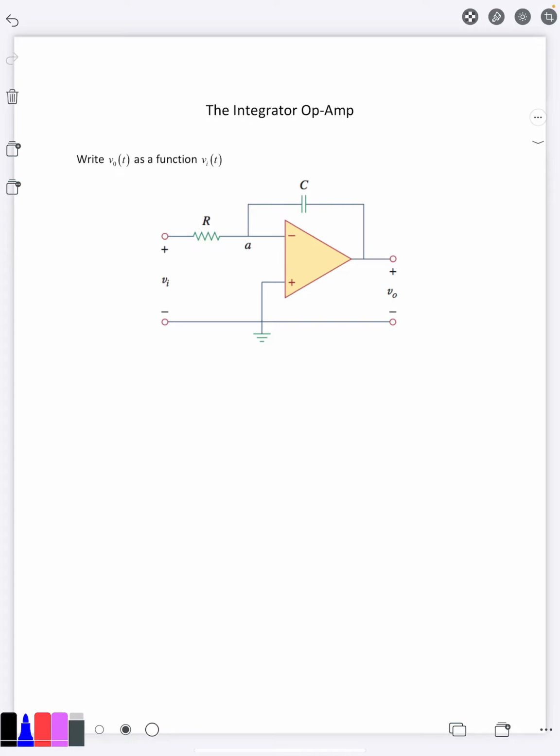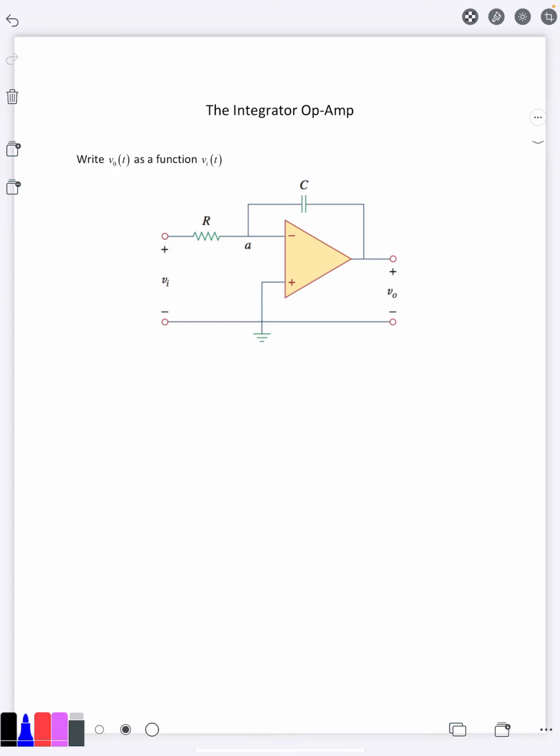In this video, we're going to solve this op-amp circuit. In this case, we're going to have a capacitor and it's going to make it a little bit more complicated to solve, but we can still do that. This is called the Integrator op-amp, and you'll see why that is by the time we've finished here.